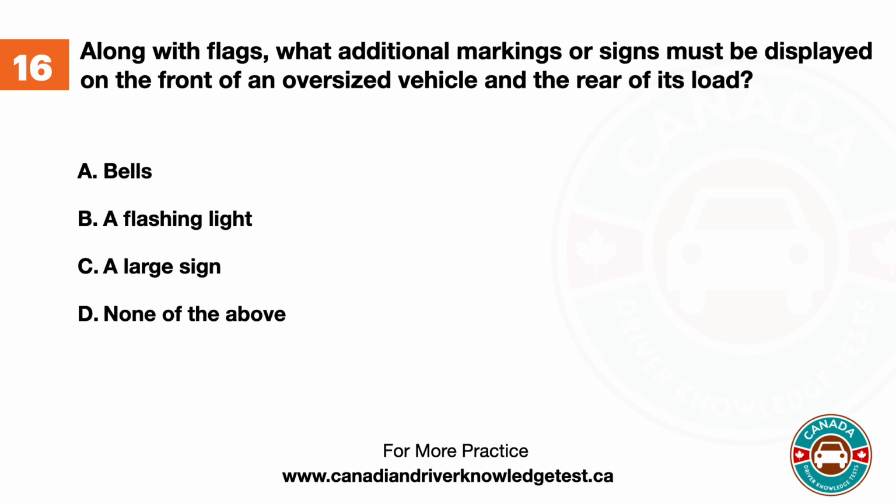Question 16. Along with flags, what additional markings or signs must be displayed on the front of an oversized vehicle and the rear of its load? A. Bells. B. A flashing light. C. A large sign. D. None of the above. The answer is C. A large sign.